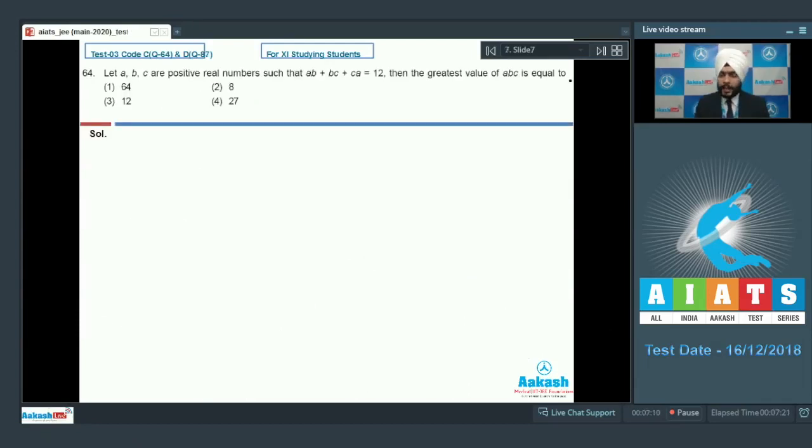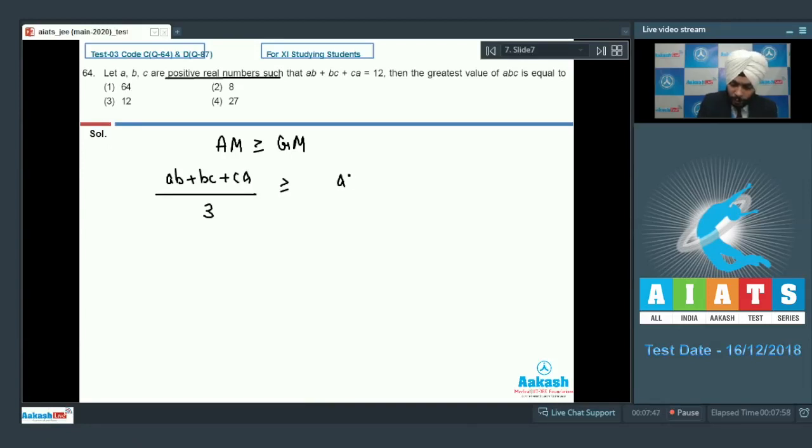Question number 64 says that let A, B, C be positive real numbers such that AB plus BC plus CA equals 12. Then what is the greatest value of ABC? Students, in this type of question where we see that they are written to be positive real numbers, we directly go for AM-GM inequality. So let us apply AM greater than equal to GM for these set of positive numbers which are AB, BC and CA. So AB plus BC plus CA divided by 3 greater than equal to the product of AB, BC, CA whole raised to the power 1 by 3.